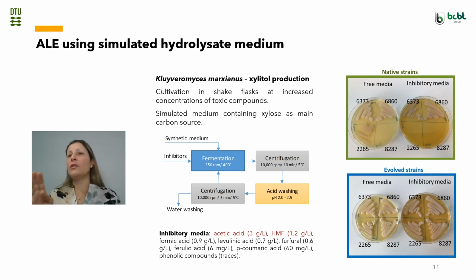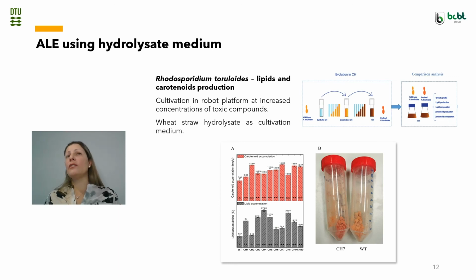We have done this for 4 different strains of Kluyveromyces marxianus, and all of them responded very well to the technology. In the second case, we have applied adaptive laboratory evolution using hydrolysate as cultivation medium. This is a more recent study where we have evolved a Rhodosporidium toruloides strain with ability to produce lipids and carotenoids, but also the strain is very sensitive to the concentration of inhibitors present in biomass hydrolysate.